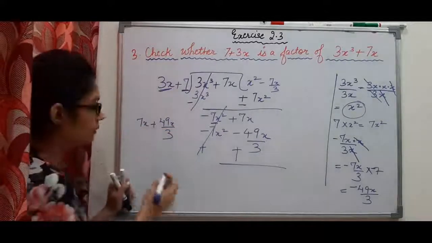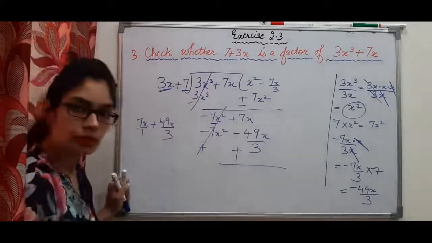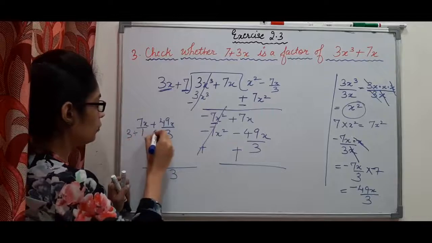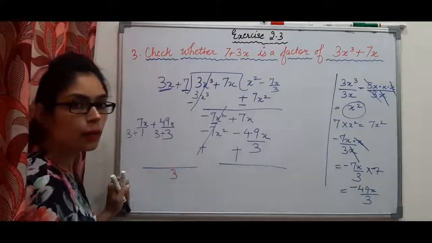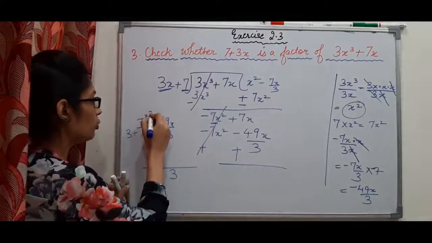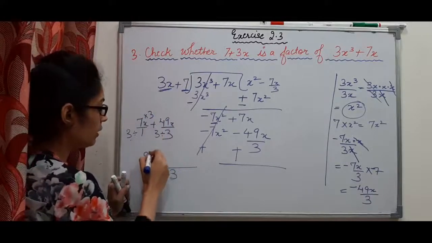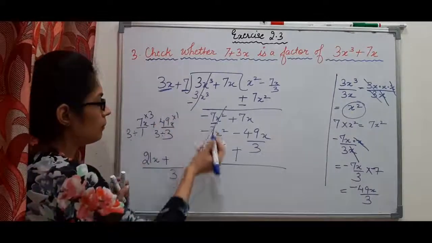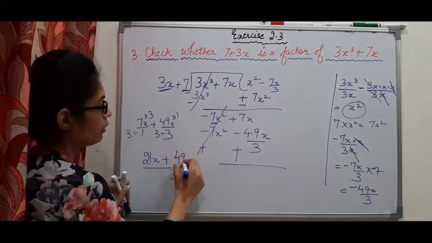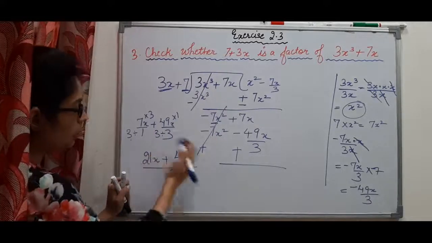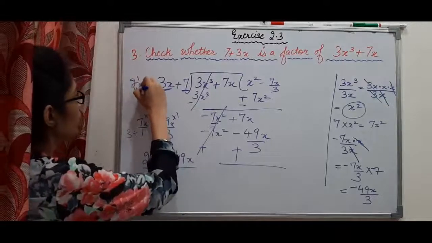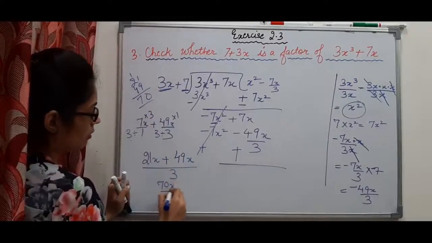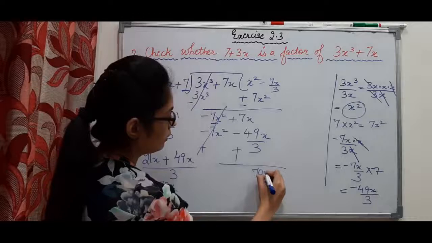So we have to take the LCM. Here I will write 1. LCM of 3 and 1 will be 3. So I have to divide the LCM with both the denominators. 3 divided by 1 is 3. This 3 I have to multiply with the numerator. 7 into 3 is 21. X I have to write as it is, plus 3 divided by 3 is 1. This 1 I have to multiply with the numerator. So 49 into 1 is 49. This 21 plus 49, so we can add. So it is 70x by 3. So here you got 70x by 3.